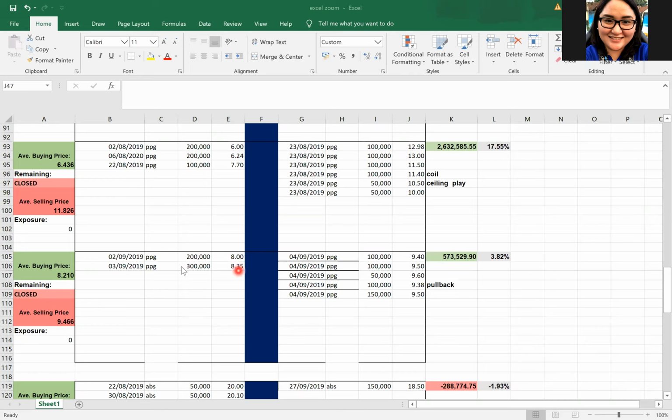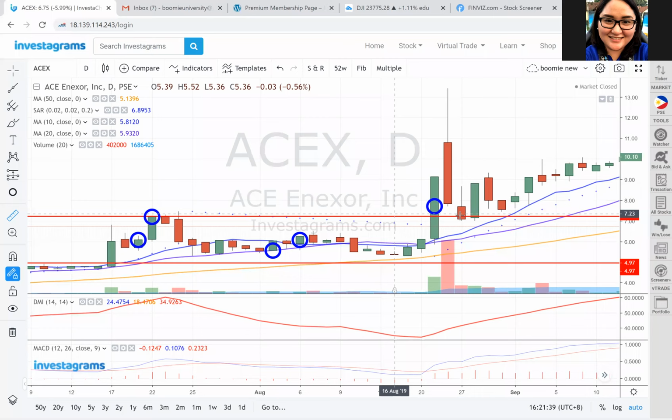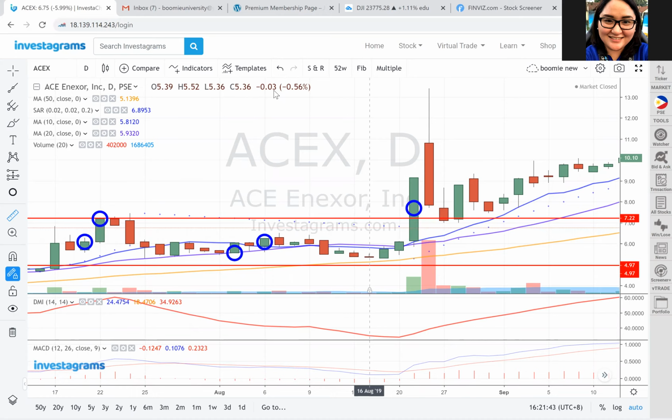And then I just want to share this. This was the next trade. After the sell down, binili ko ulit dito. Umakyat ulit, binenta ko na. Or dito, binili ko ulit dito, binenta ko na dito. Right? So, pag bumili ka naman dito sa ceiling and hindi ka mabilis, it can go back down again very, very fast.